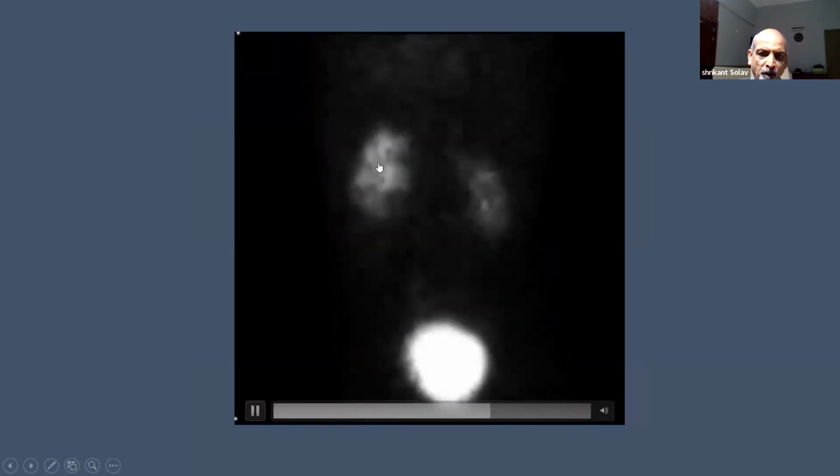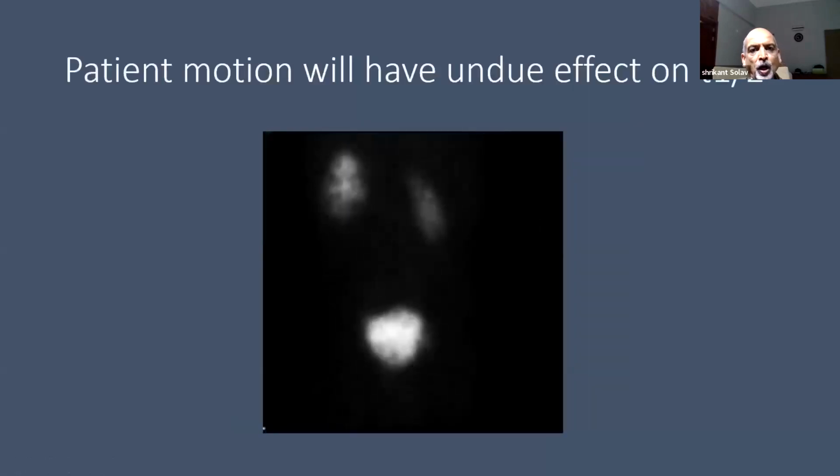And this is the dynamic 30-minute acquisition shown to you in a cine format. Although the renal pelvis fills up with time, there is prompt excretion after diuretic administration, which means this is an unobstructed kidney, and that ectasia which is seen is not functionally significant.